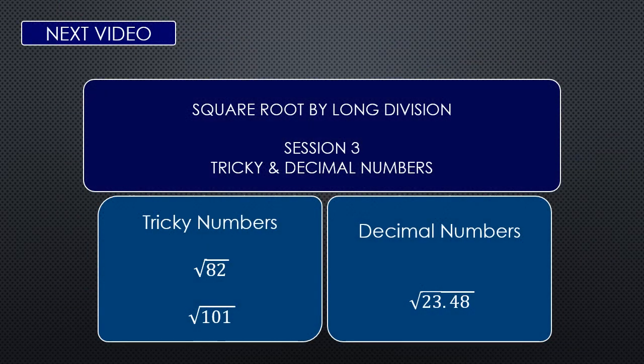Do watch our next video where we find square root by long division for some of the tricky numbers like square root of 82 and square root of 101, and decimal numbers, for example, square root of 23.48.